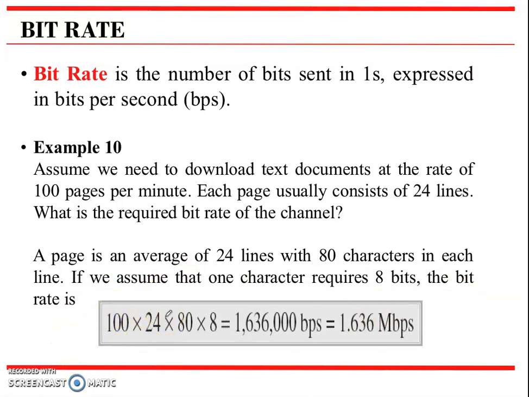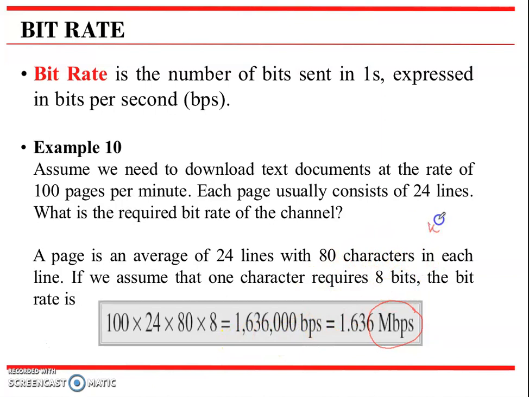Okay, so the bit rate dia akan jadi 100 pages darab dengan 24 line. Kita ada 100 pages yang mana untuk satu page we have up to 24 lines. Dan untuk satu line kita ada 80 huruf dan satu huruf mewakili 8 bit. So bila kita darab ni kita akan dapat 1,636,000 bit per second.